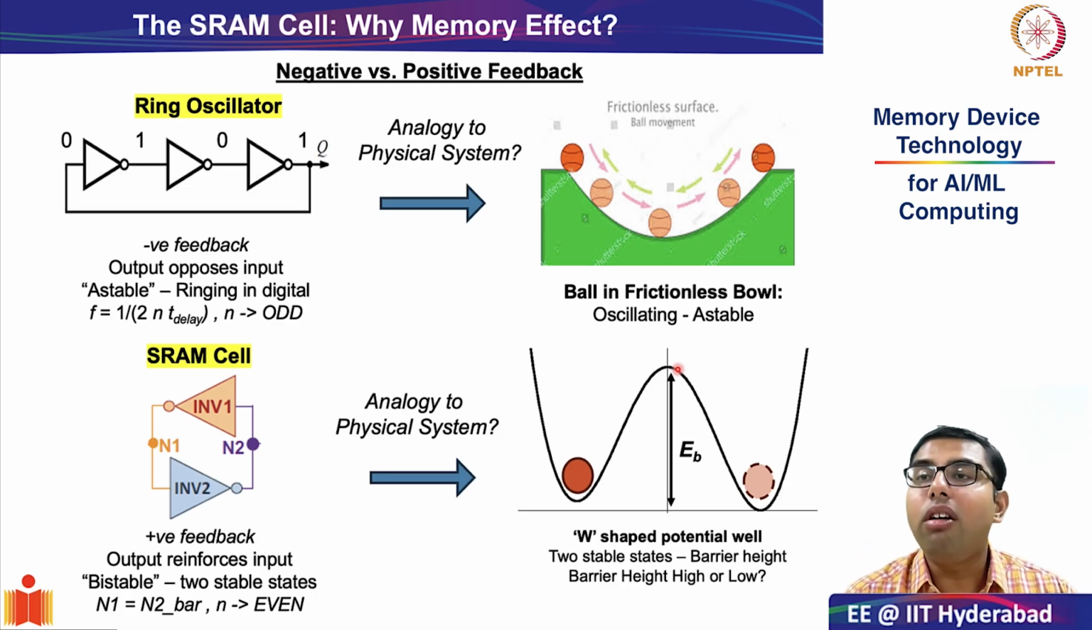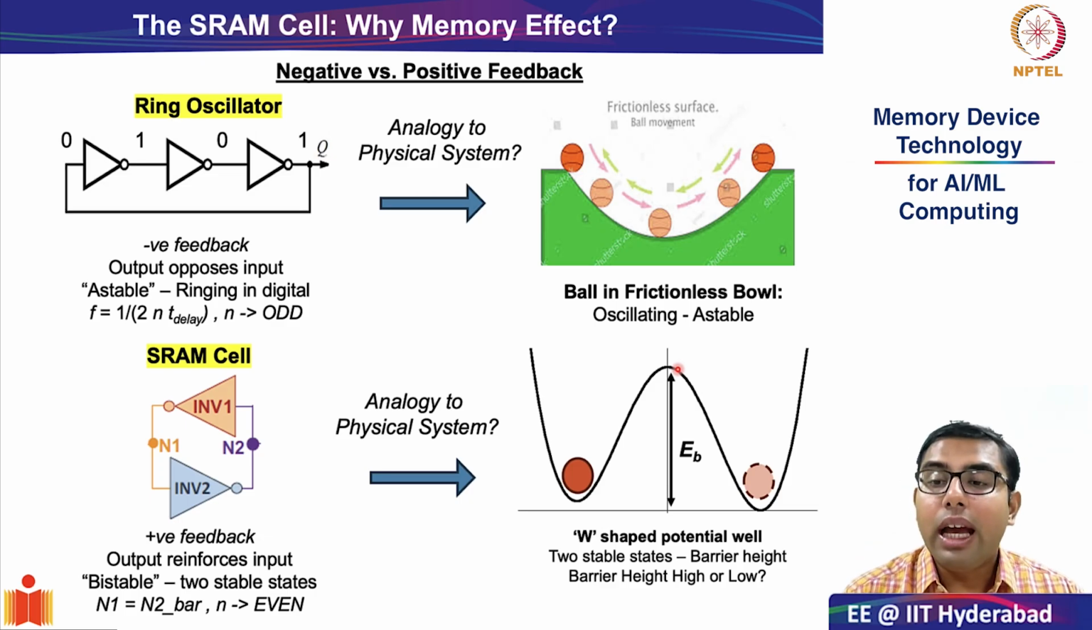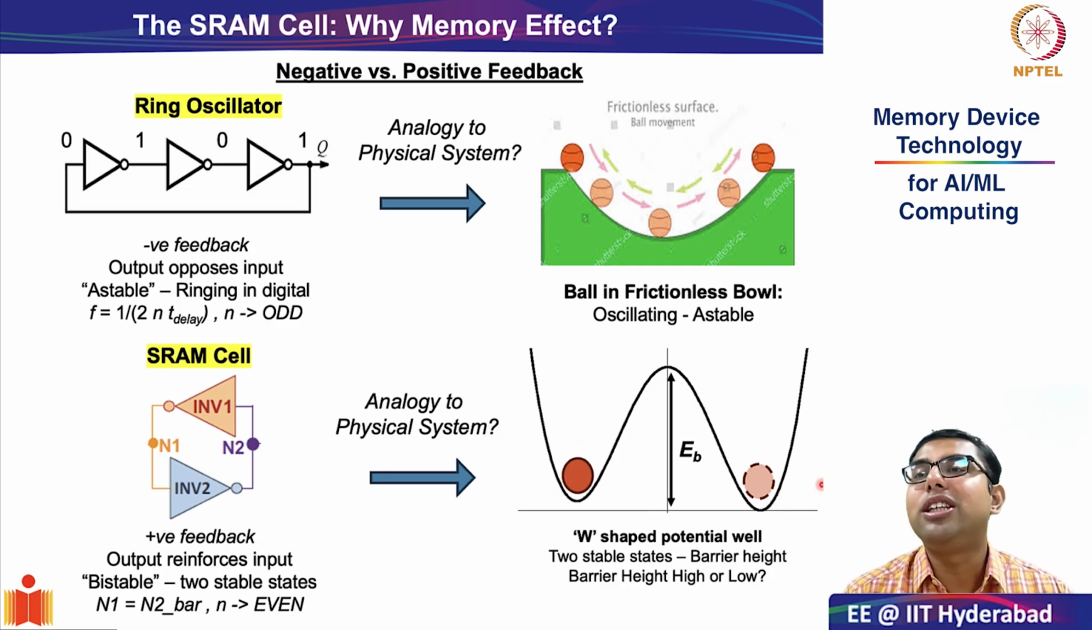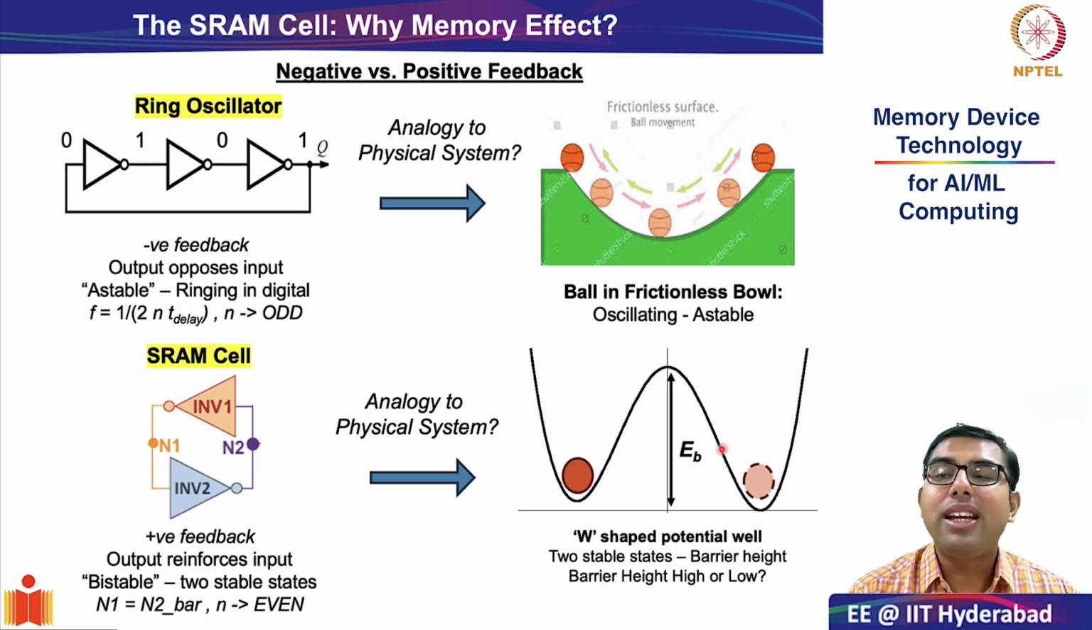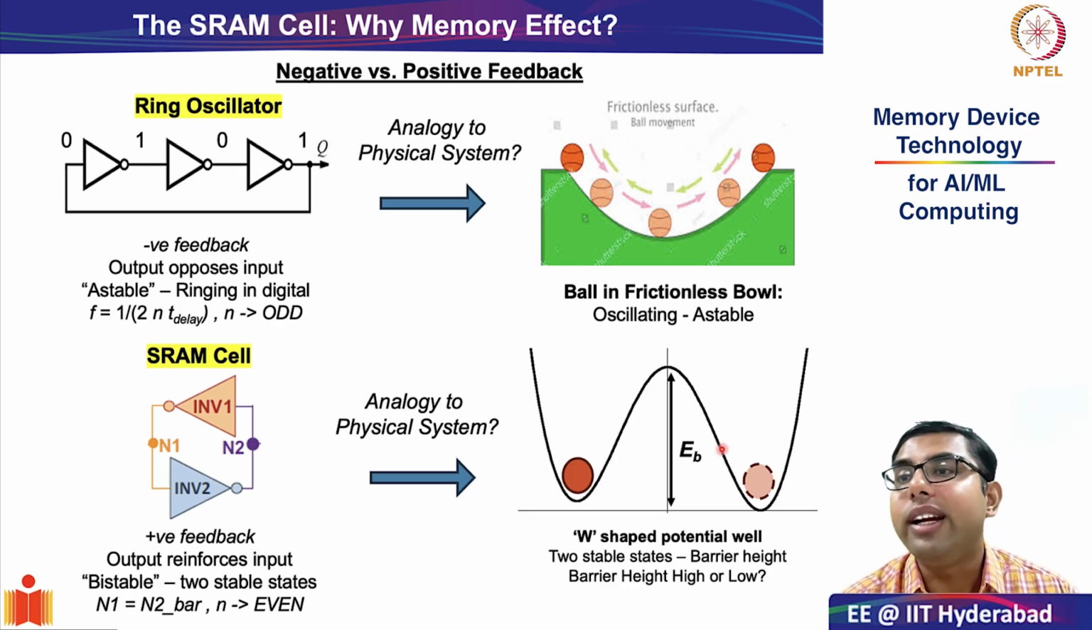If you think a little carefully about it, if the barrier height is too small, the problem with such a system is that it will not be very stable. That is because if the barrier height is too small, a little bit of energy applied to the ball in one of the stable states and it will jump to the other state. So having a very small barrier height is not really a good idea.